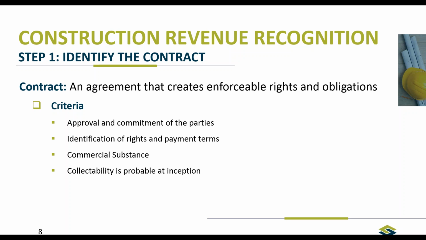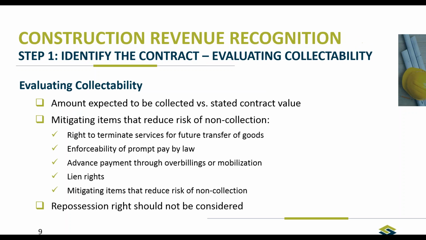So the steps of evaluating collectability: the amount expected to be collected versus the stated contract value. Again, bonuses and liquidating damages. Then mitigating items that reduce risk of non-collection. So these are the things that can prevent non-collection: right to terminate services for future transfer of goods, enforceability of prompt pay by law, advanced payment through overbillings or mobilization.